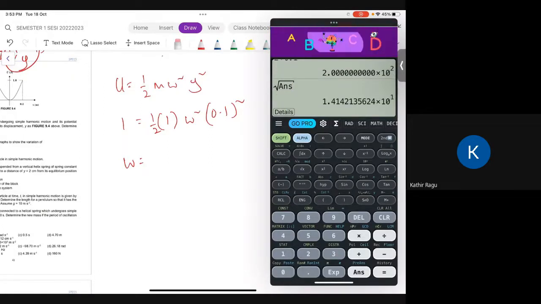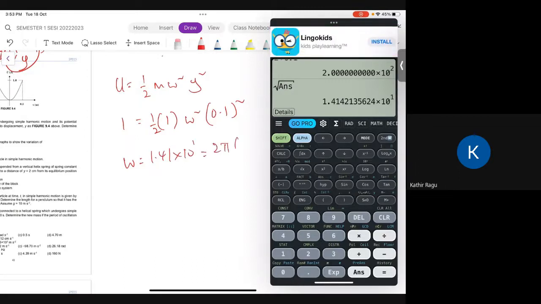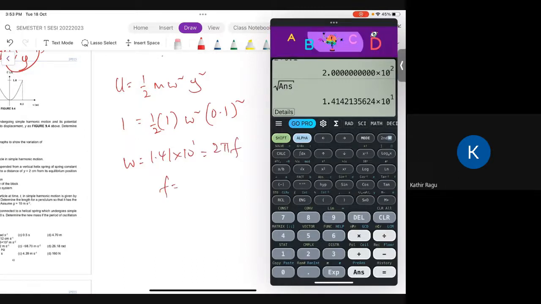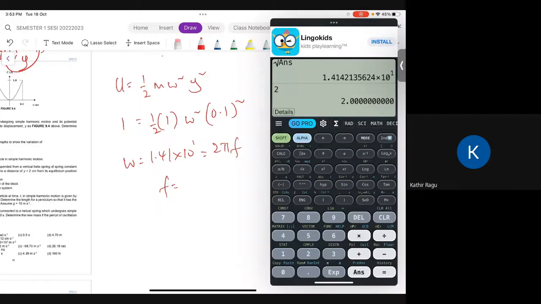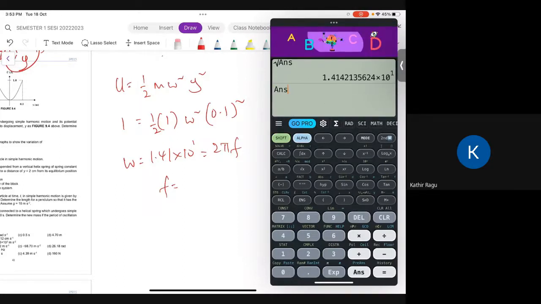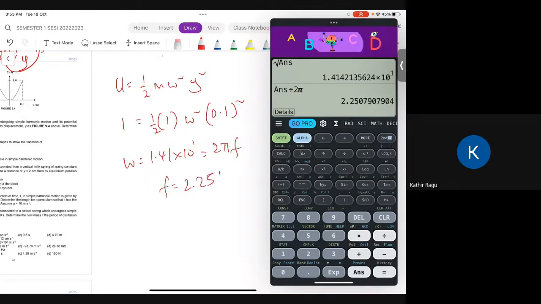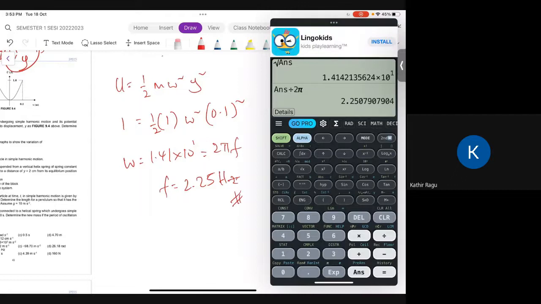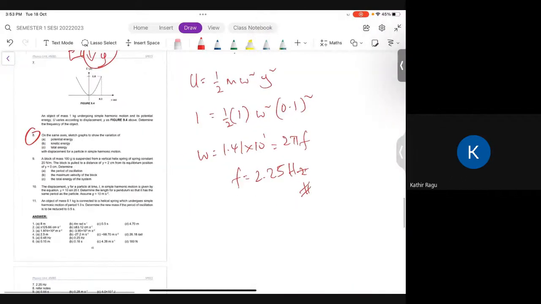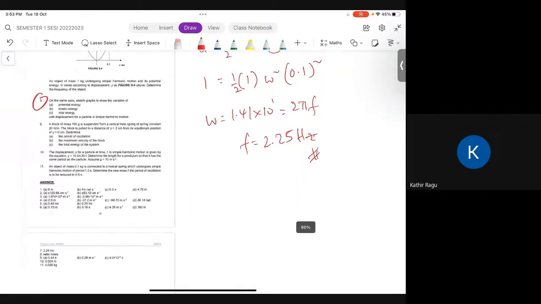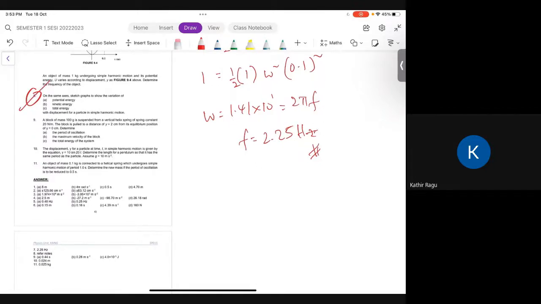So I get this 1.41 times 10 power of 1 equals to 2 pi f. So I want to find f lah. So divide by 2. Tak boleh. Answer divide by 2 pi. So my answer will become 2.25 Hertz. Okay, question number 8 saya tak nak buat sebab graf mangkuk ayun senang sangat.